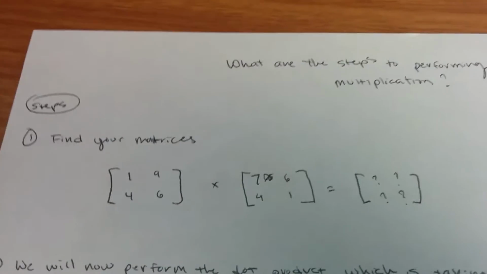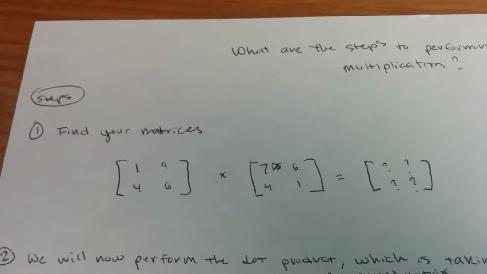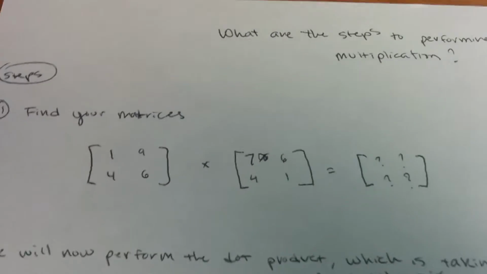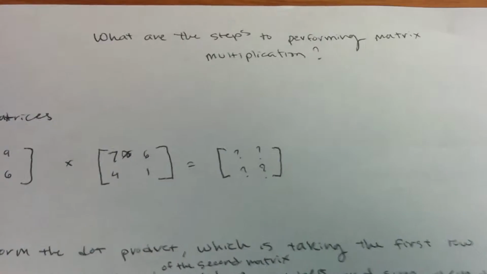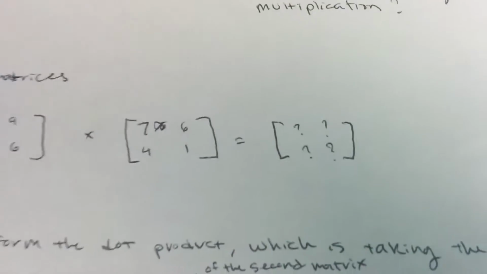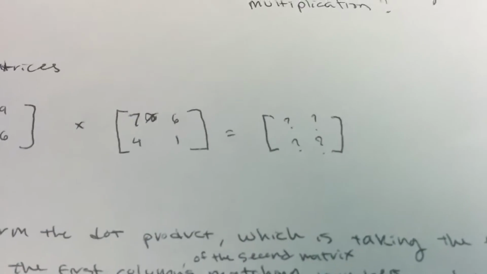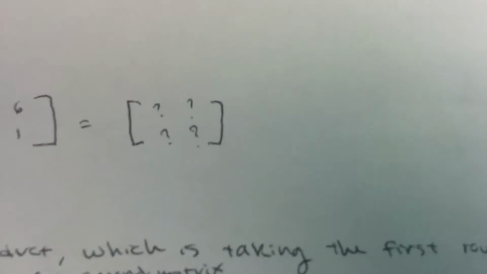For matrix 1, in this example, we'll have the elements of 1, 9, 4, and 6. We will then multiply it by matrix 2, which contains the elements of 7, 6, 4, and 1, to find the third matrix for the elements we do not yet know.